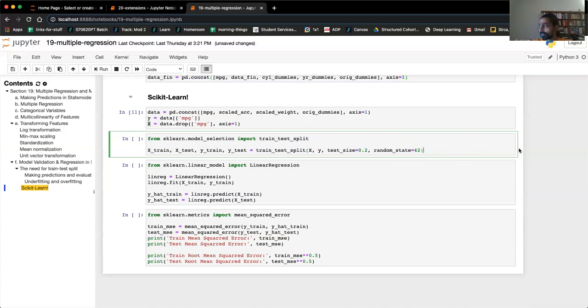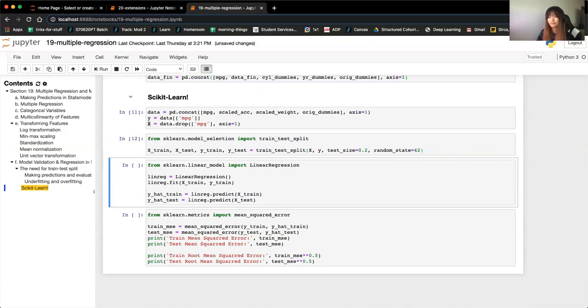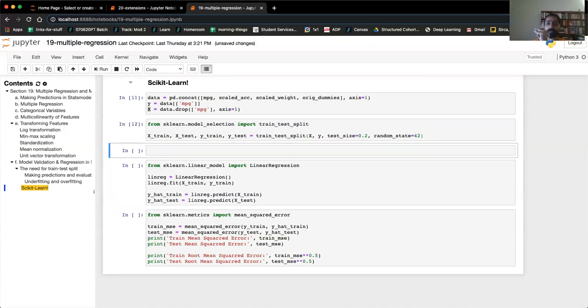One quick question. For X train, the letter is capitalized, but for Y train, it's not. Why that difference? Just because Y is just one column of data. Your dependent is just one column, and X is big because you have multiple columns in X. X is all of your independent variables.